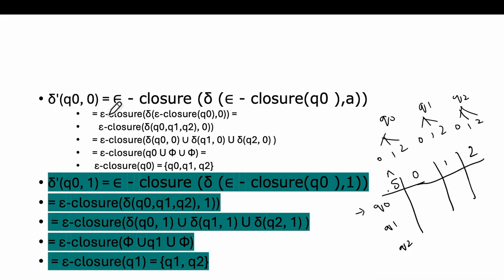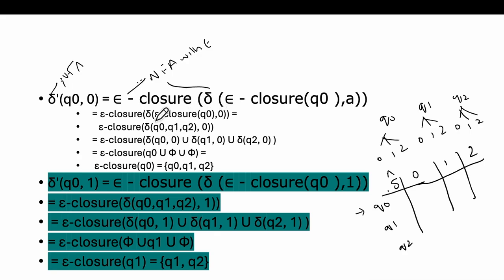So that is the NFA with epsilon. The equivalent NFA without epsilon is this NFA. And this is the NFA with epsilon. Now for NFA with epsilon, this is the formula: epsilon closure of delta of epsilon closure of Q0 on A. The first input we have to take is Q0 on 0. So epsilon closure of delta of epsilon closure of Q0 on 0.